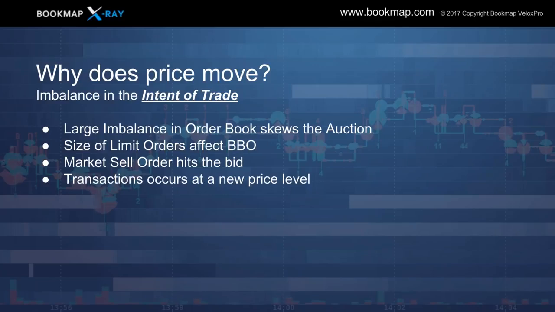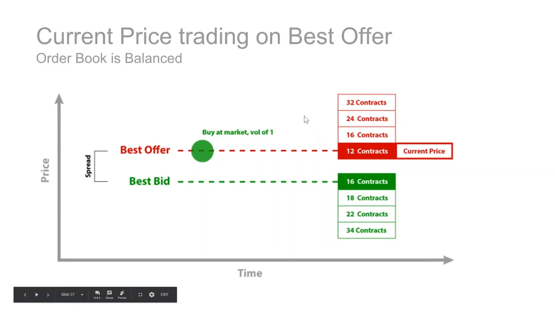It's because they pulled their liquidity. There was an imbalance, and they pulled their liquidity on the bid. And the transaction occurs at a new lower price. Okay, let's go through the example.